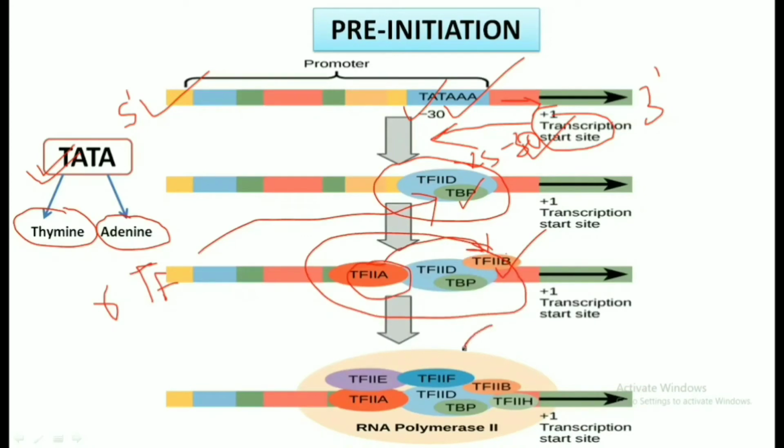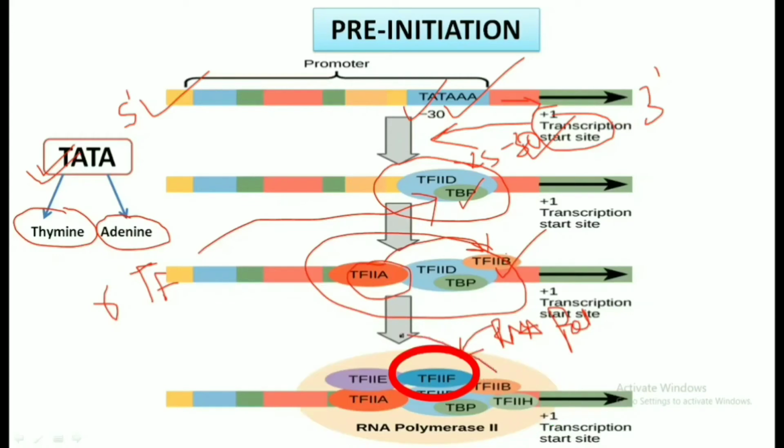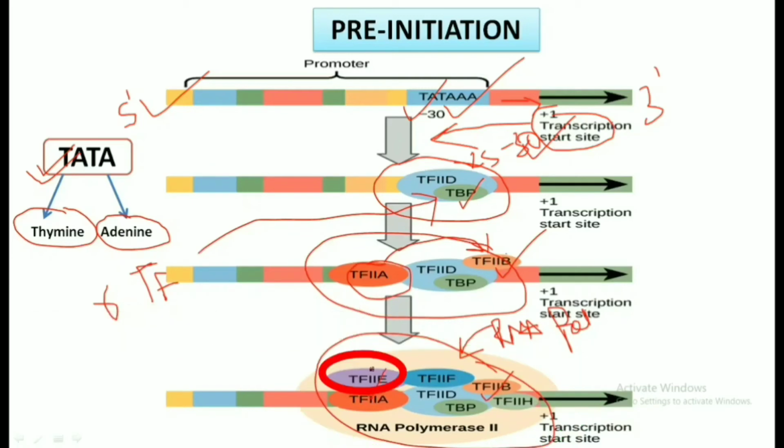Now we have RNA polymerase along with the transcription factor 2F, which marks its entry to the promoter region, and this is recruited with the help of transcription factor 2B, and thus forms a pre-initiation complex. And finally the transcription factor 2E joins in, and this transcription factor 2E in turn recruits the transcription factor 2H.